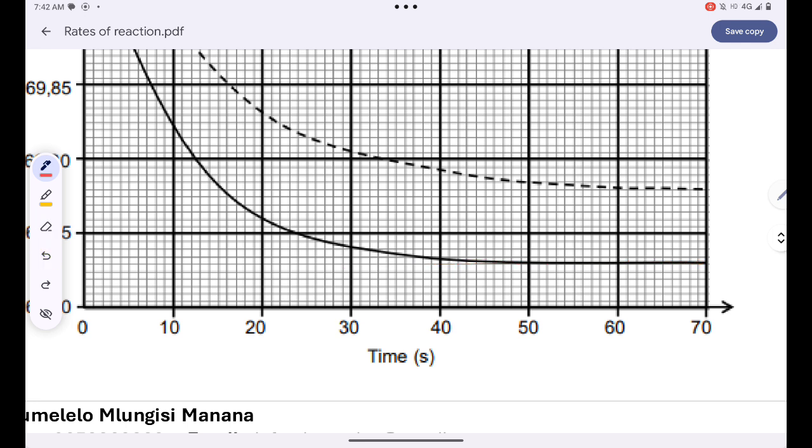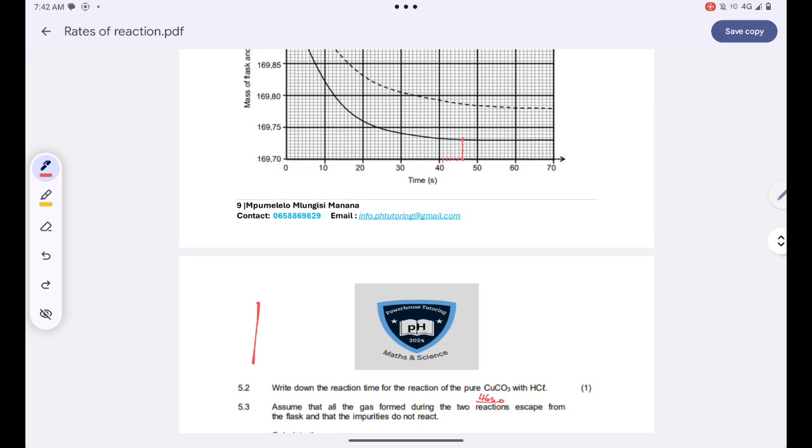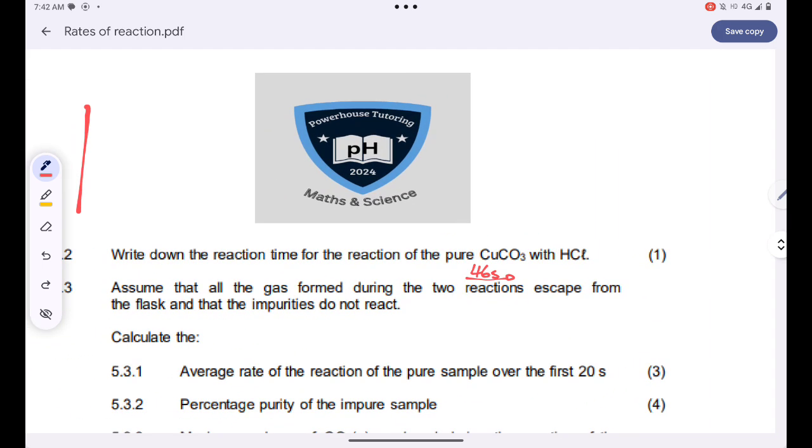And obviously my flat line starts somewhere from here. I want to know how many seconds this point is. How can I find that? There are 10 lines between these. Are you together? So this will be 40, 41, 42, 43, 44, 45, and 46. So it took 46 seconds for the pure sample to reach completion. It only took 46 seconds.